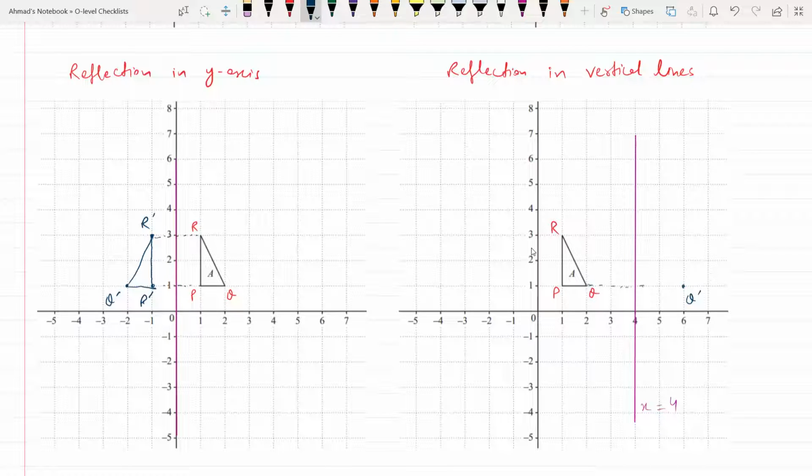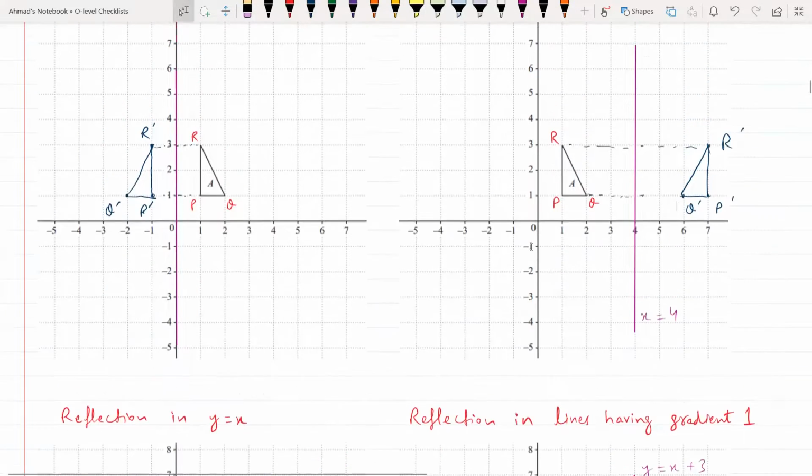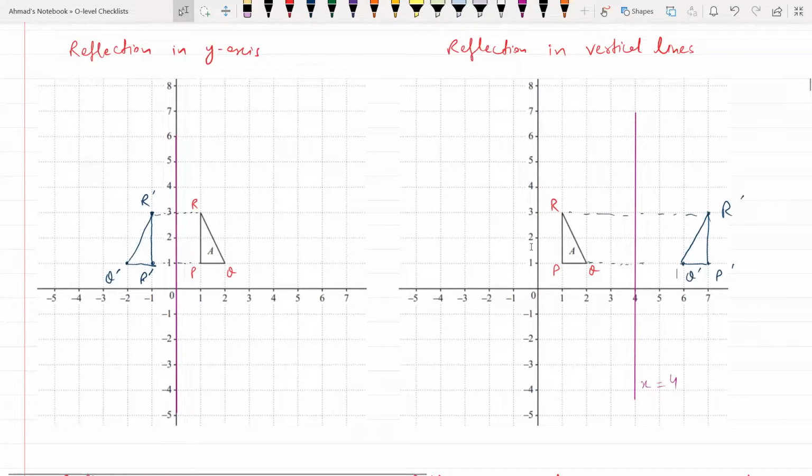Similarly P is 3 units to the left. आप 3 units right पे चले जाओ. That's your P dash. R is 3 units left पे. उसको 3 units right पे ले आओ. That's going to be your R dash like this. Okay. And then you just join these points, and that's your final result. This is the reflected figure. Okay. So that's what happens when you have horizontal or vertical lines.